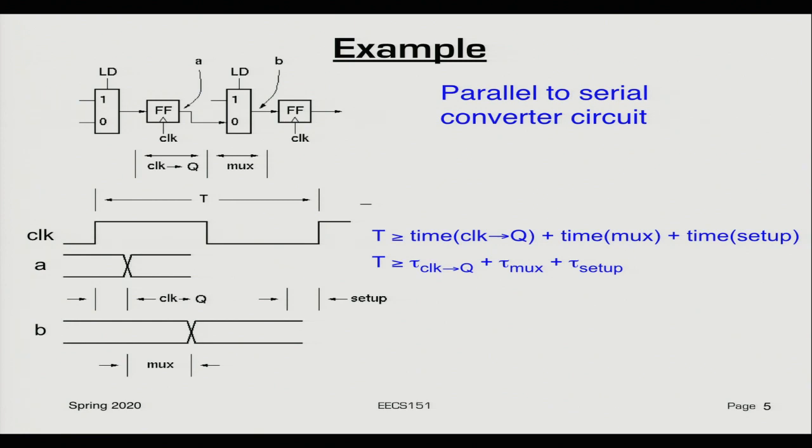We'll discuss that later. For now, just remember that there's this accumulation. So we can say that T, the period of the clock signal, has to be greater than the time clock to Q plus the time for the mux plus the time for the setup of the flip-flop. Usually written this way, T has to be greater than tau of clock to Q plus tau of mux plus tau of setup. That's the governing constraint. That's kind of the golden timing rule for CMOS circuits, or edge-triggered circuits.